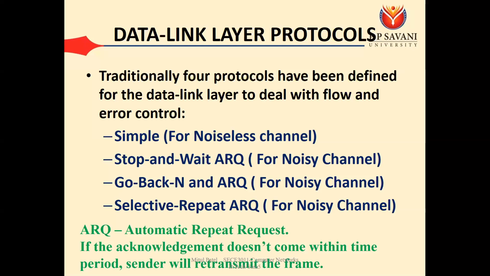One is the stop and wait ARQ, that is automatic repeat request. Okay, go back and ARQ, and selective repeat ARQ. Okay, so the thing is the simple and stop and wait ARQ, these 2 protocols we are going to learn in this data link layer, while this go back and selective repeat, that we will learn in the transport layer. The reason is the flow control is the combined responsibility of the data link layer and transport layer.